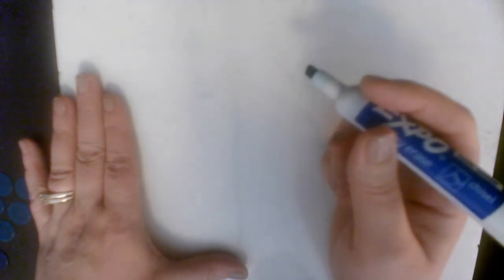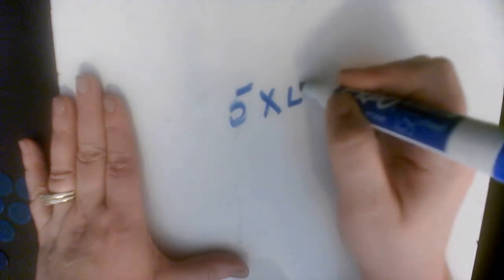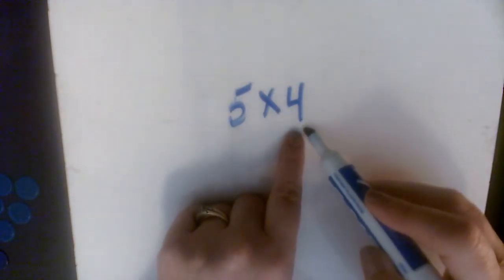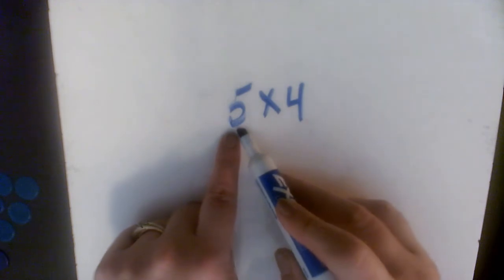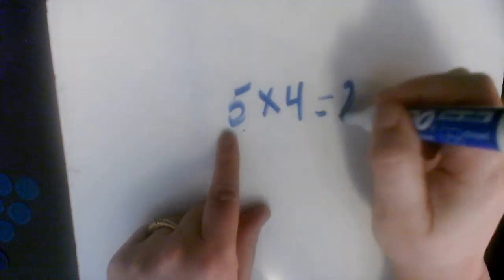I know I said one last one a couple ago. Let's just try one more for good luck. Let's do 5 groups of 4. Okay, I have a 4, so I know I can use the double, double. Let's double 5. 5 plus 5 is 10, and let's double that. 10 plus 10 is 20.